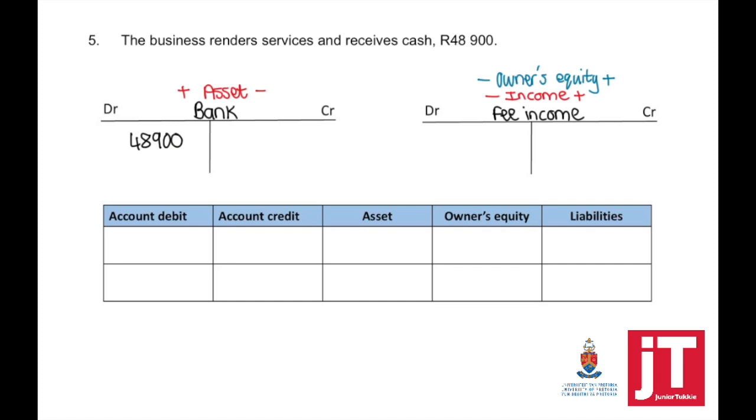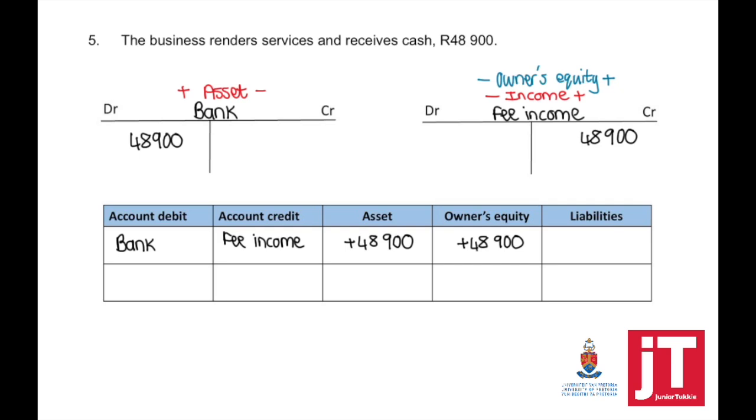If the business receives money, bank is always debited. It means that fee income will be credited. So in our table, account debited, bank, account credited, fee income, assets plus 48,900, owner's equity plus 48,900. Please take note that you can study this, knowing that bank is debited when the business receives money, bank is credited when the business makes a payment.